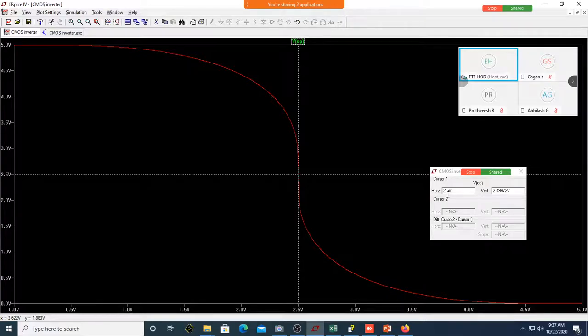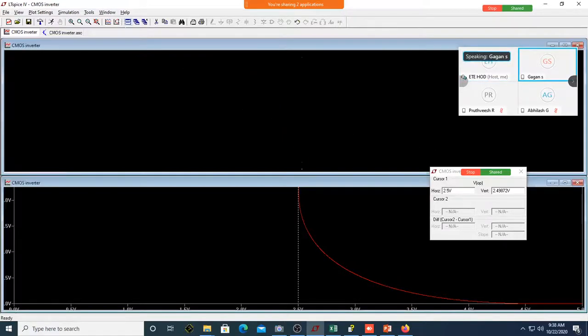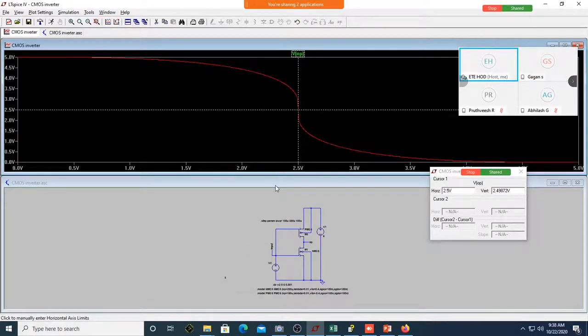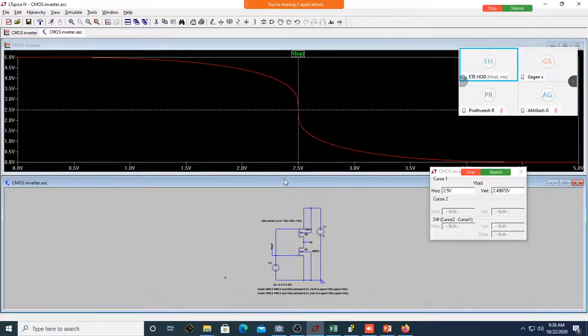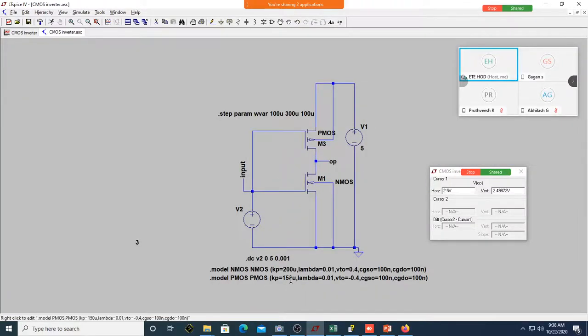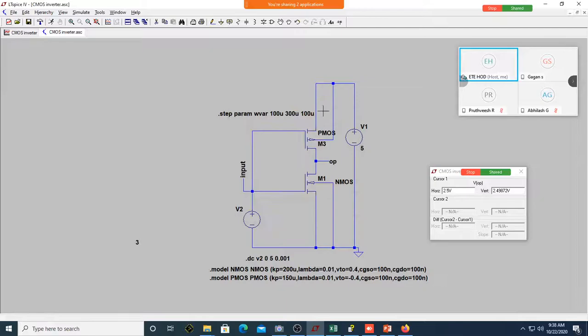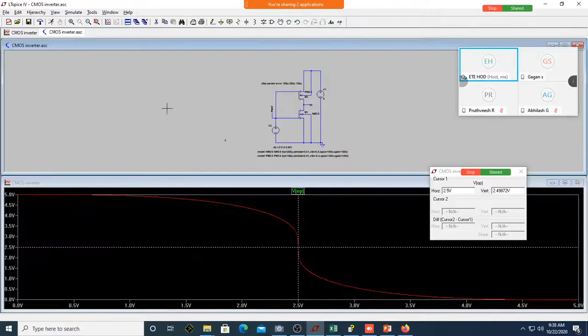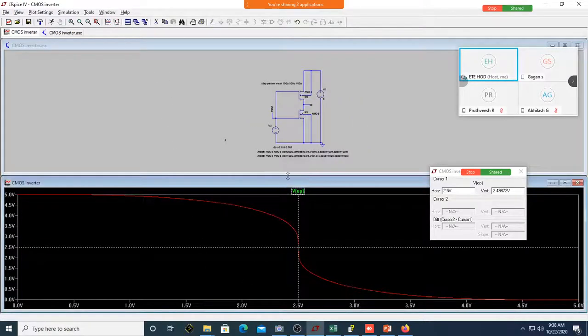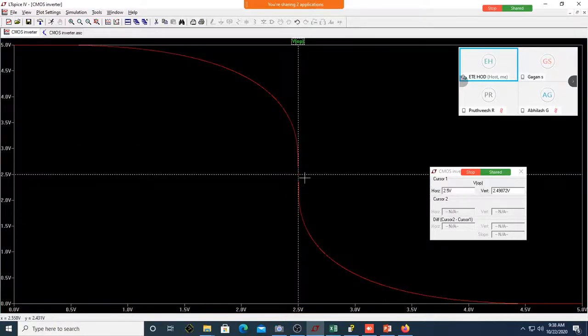Hello, Gagan. Yes, hello, sir. Now, even though we have changed the value of Kp of the PMOS transistor from 100 to 150, see here, this was 100, now I made it 150. I was able to compensate these changes by changing the value of W by L. That's why I was able to get the same value of transition, exactly at the midpoint of your supply voltage. Done?